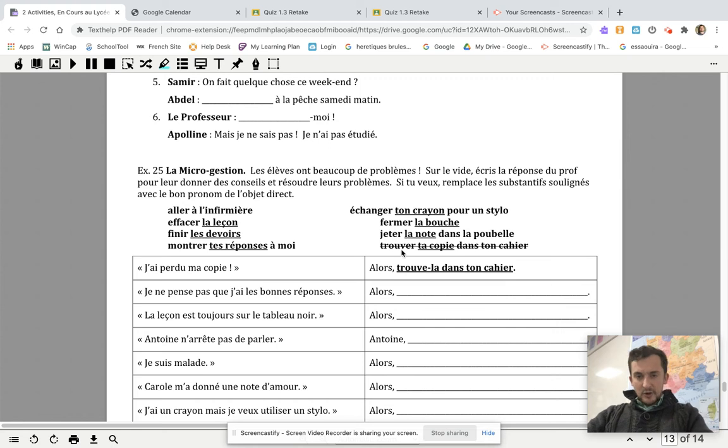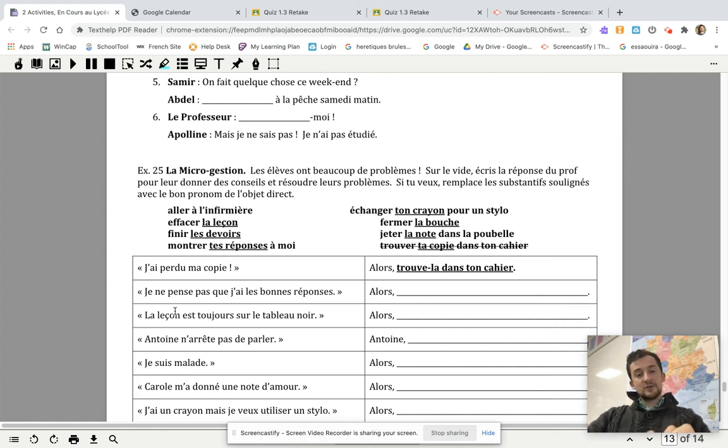Let's see, so it had up here, trouve ta copie dans ton cahier. You could have said that. But if you feel ready for this, and I'll give you probably a bonus participation point in class if you're able to do the direct object pronoun on your own, that would be lovely. But let's look at number one together and see the two different ways we could do it.